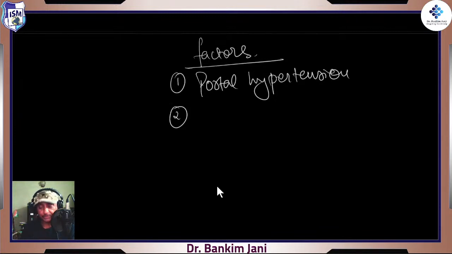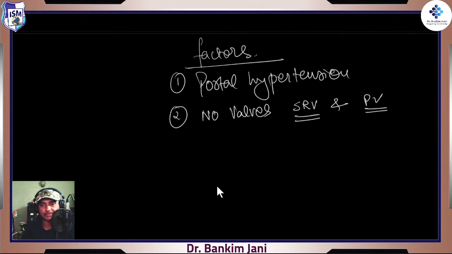Second, why they should occur? Because we talked about that there are no valves. In veins, there are valves, right? Varicose veins, they occur when those valves are disrupted. Otherwise, when the blood is going up, there are valves. Those valves help and prevent that backflow. But over here, there are no valves between what? Between superior rectal vein and the portal vein, right? No valves. So that means if any pressure is to be backfired, it will come straight away.